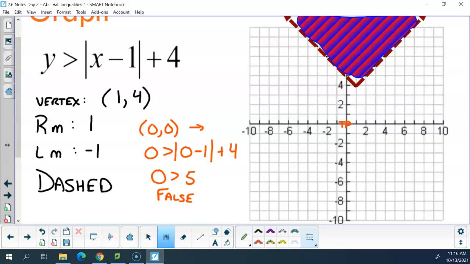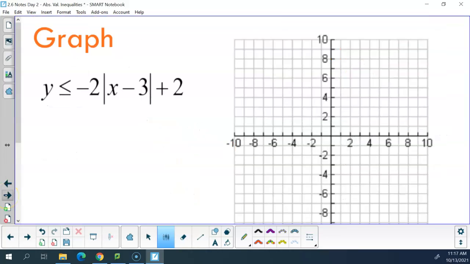Agree? Questions, comments, concerns, clarifications? Again, I would ask for complaints, but it's graphing, so I'm sure that there's more than one. There's very few times that I'm wrong. Okay? Try this one, please.